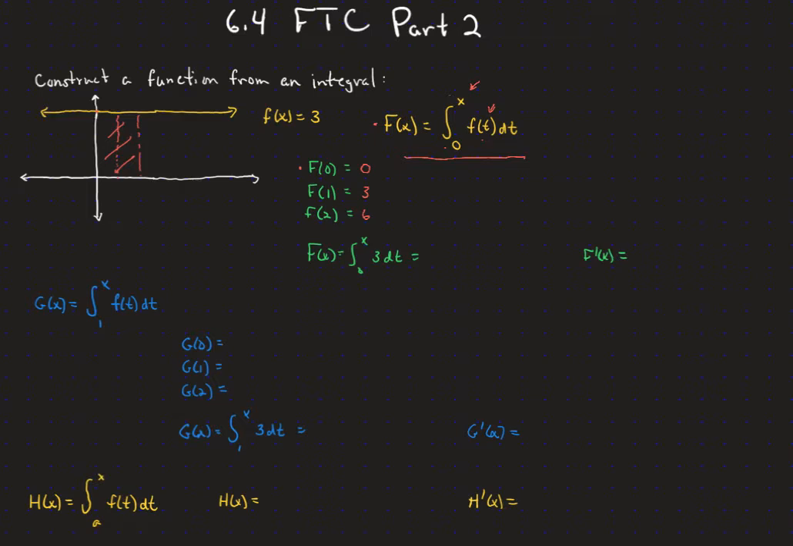Now, in this case, we can find an antiderivative of 3 with respect to t, which would be 3t. When we evaluate that using our first fundamental theorem of calculus, we plug in the upper limit minus the lower limit, and so we would get just 3x. So we can actually write an equation for capital F of x, and it would be 3x. Now we're going to be looking at this in many different scenarios because we're trying to see a pattern of what's happening here.